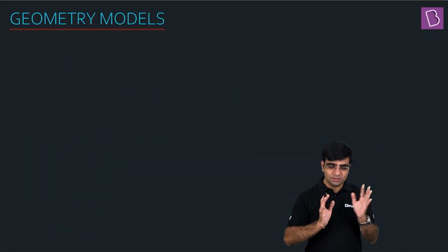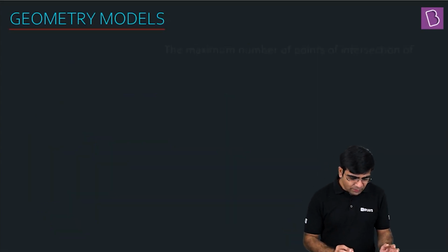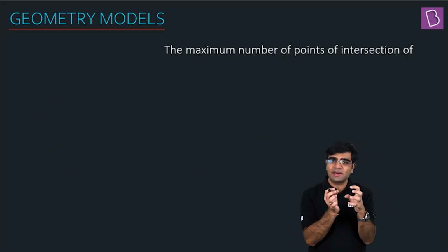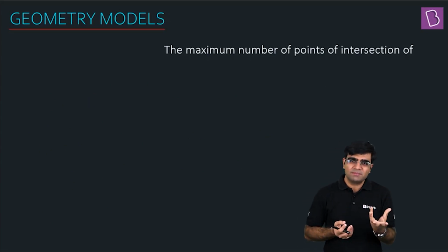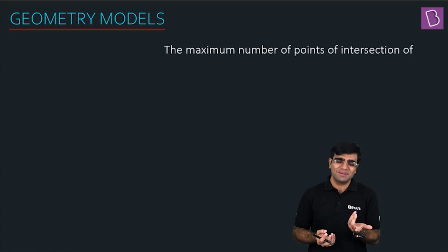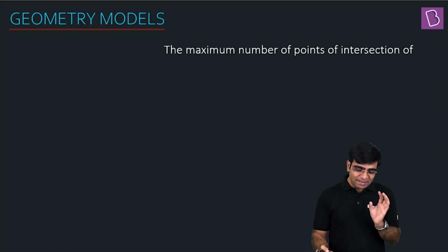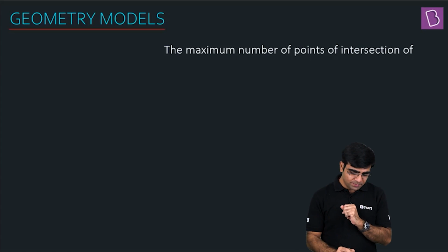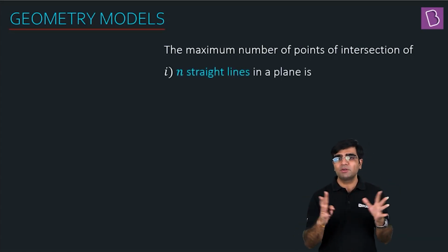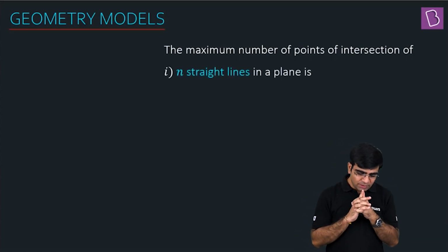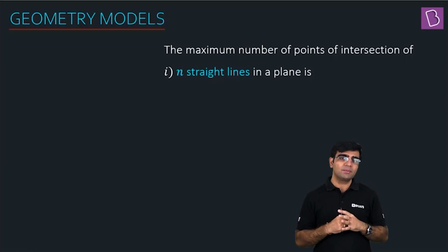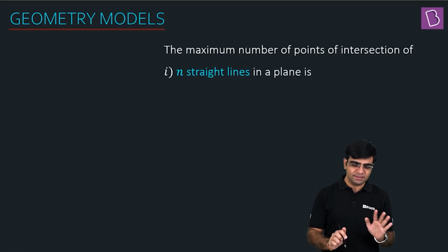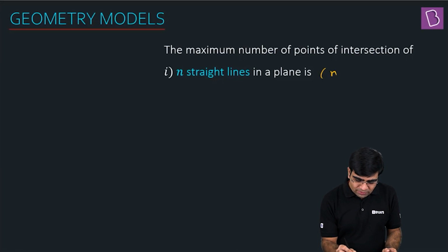Wow. So there were so many things that we have covered. Let's quickly see what we are now left with. Very simple observation, one more that we'll do quickly. The maximum number of points of intersection. I want to see the maximum number of points of intersection. Let's say there are n straight lines in a plane, and none of them are coincident. All of them are different lines.